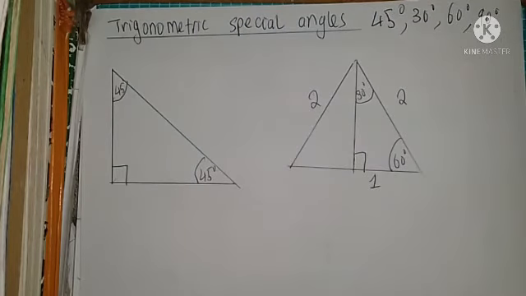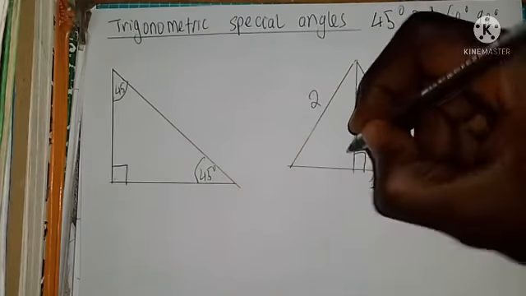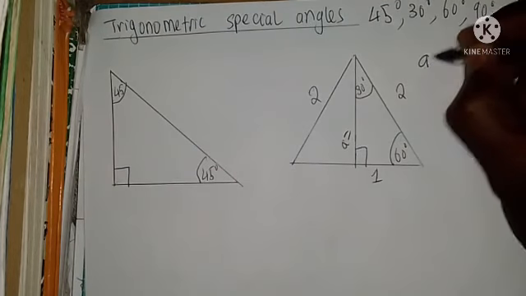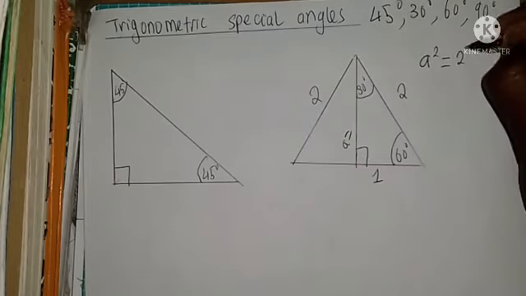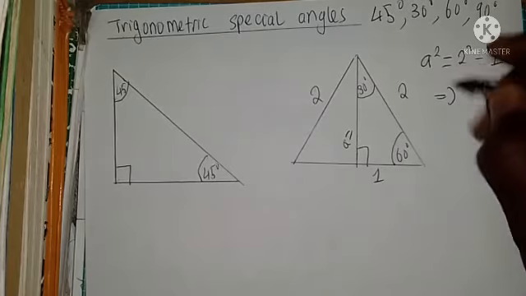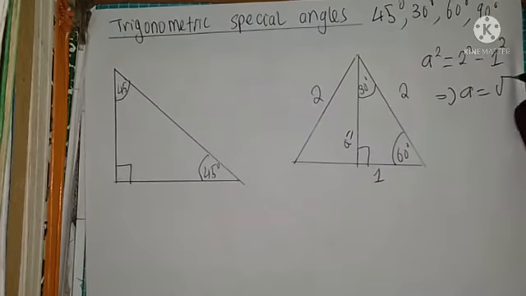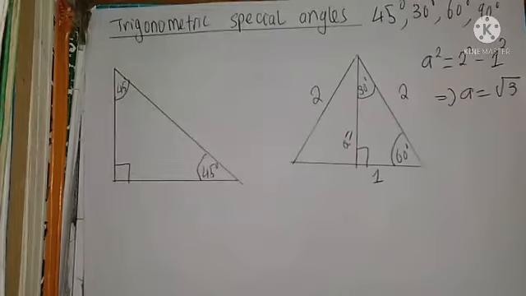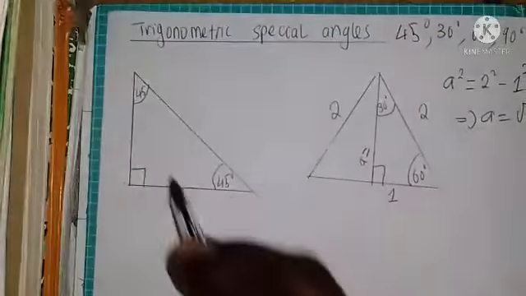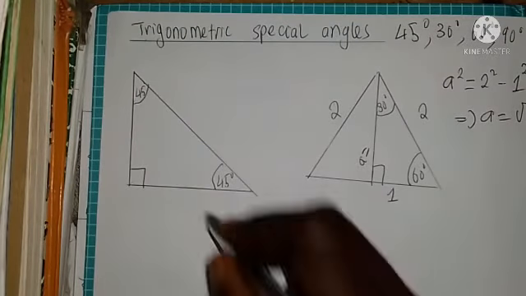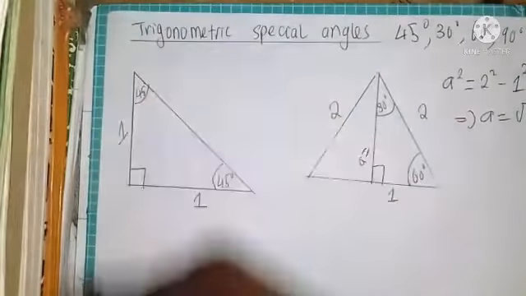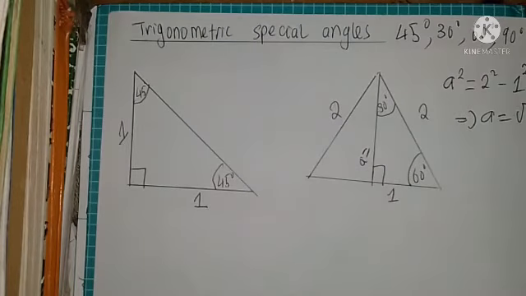Now let's look for the length of the side here. Using Pythagoras theorem, let's call it A. From Pythagoras theorem, A squared is going to be equal to 2 squared minus 1 squared. So this implies that A is equal to root 3. Now we have root 3, and since these two angles are the same, the sides are equal, and you can check it out with your ruler.